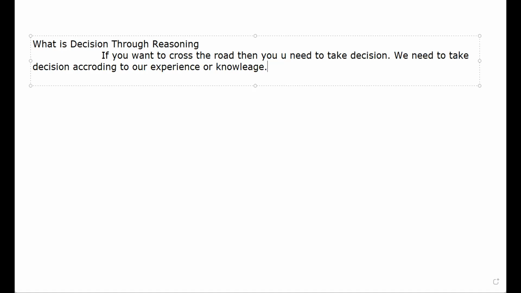You need any elder one with you to cross the road because there is a chance of accident.